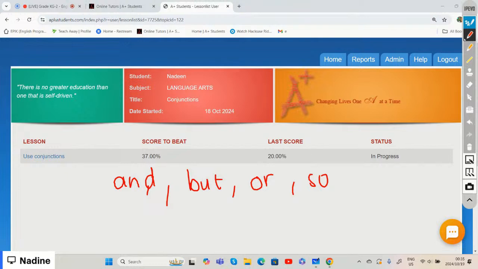If you look at these four words, which are and, but, or, so, can you, for example, create a sentence with one of those words? Any sentence.